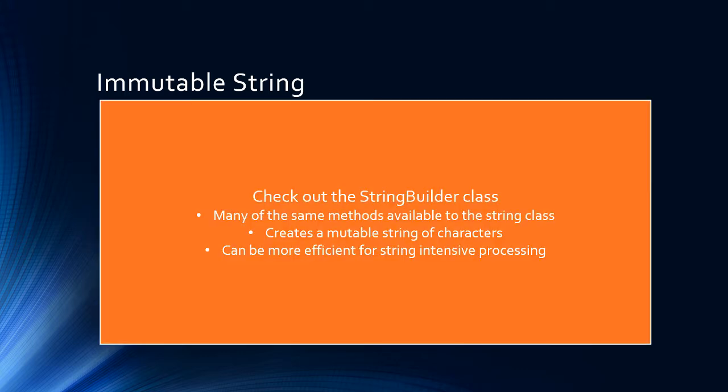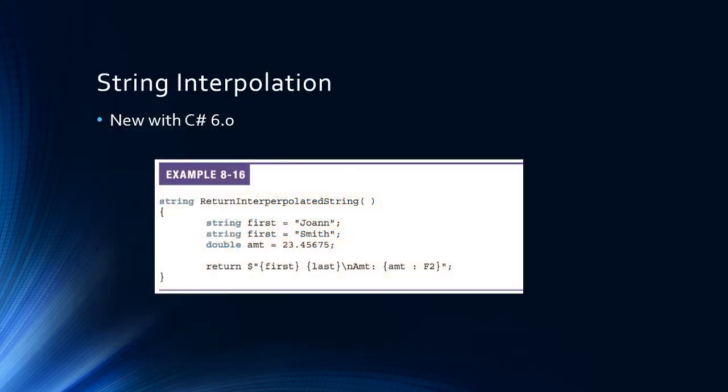A mutable string can be created using the StringBuilder class. We have a lot of the same methods available to the StringBuilder as there are available to the string class. So this StringBuilder can be more efficient, definitely something that you want to take a look at, even though we won't get too in-depth in it in our class.